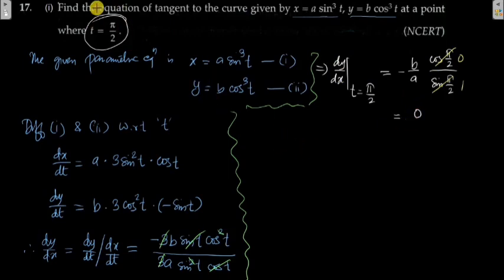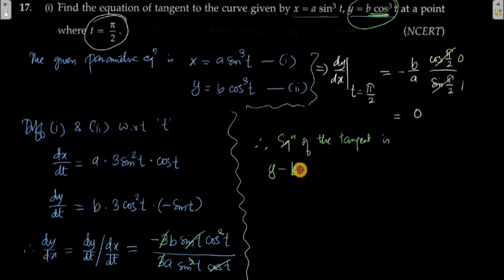So therefore, the equation of tangent. Remember, you are asked to find the equation of the tangent. It is y minus y1. Now where is y1? You must be wondering, where is y1? This value itself gives you y1.